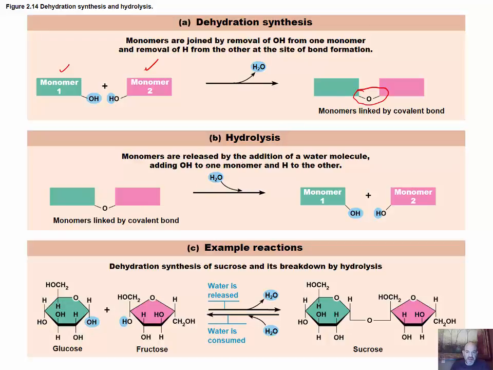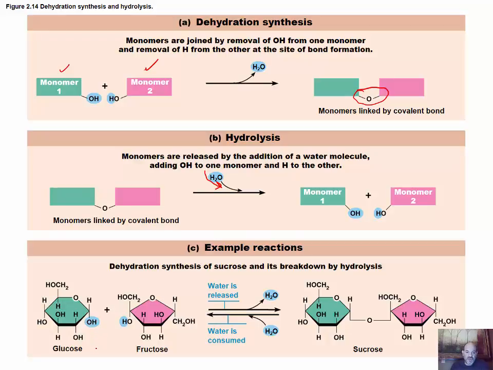Hydrolysis is the opposite. If we start with a larger molecule and then we bring water in, the water will help to break apart the covalent bonds, and one of the monomers receives OH and the other one receives the hydrogen. Here's an example in the production of table sugar called sucrose.